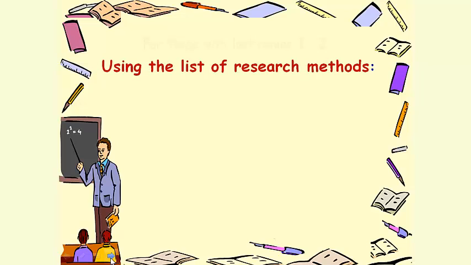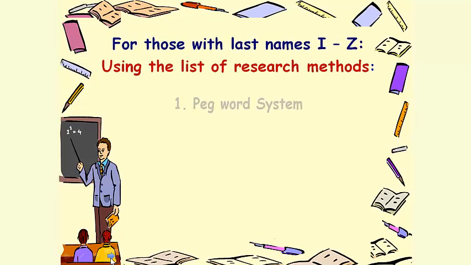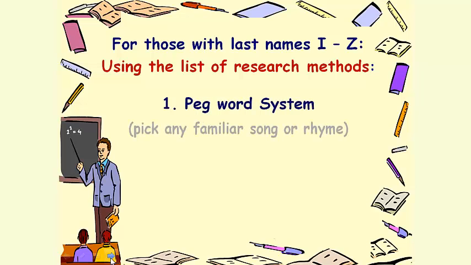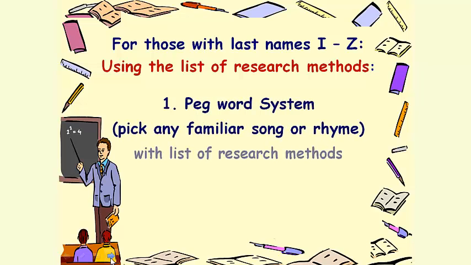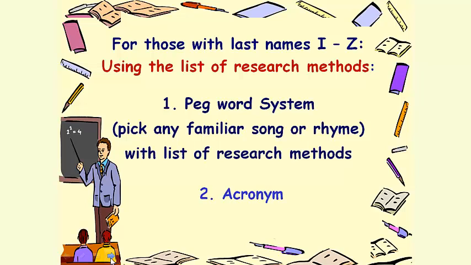For those of you with the last name between I and Z, you're going to do a peg word system. Remember, this is a song, story, or rhyme, so you could do Jack and Jill, row, row, row your boat, Mary had a little lamb, or something more current if you prefer. And you will insert the names of the research methods where you can creatively put them in your song or rhyme. You will also need to make an acronym using the first letters of the research methods that you choose.